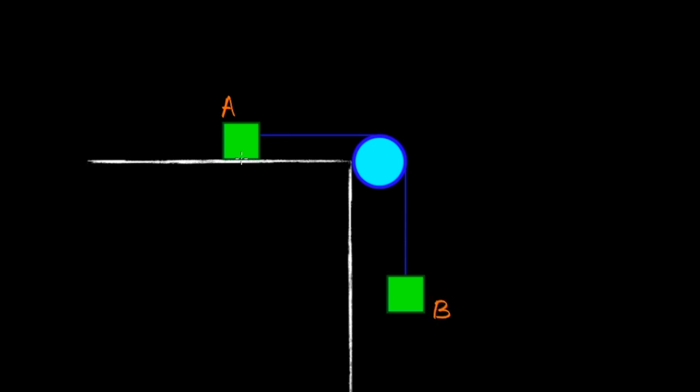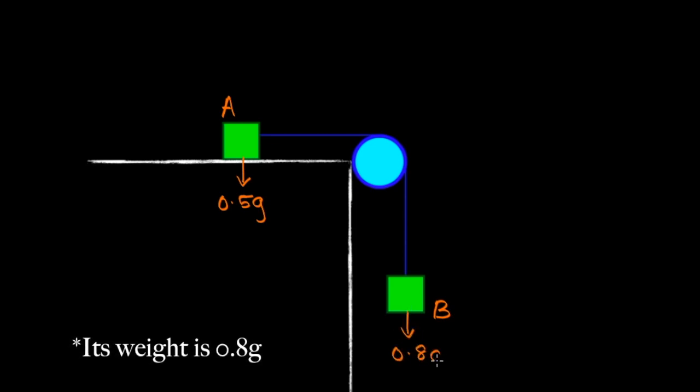And let's say A has a mass of 0.5 kilograms, so its weight is 0.5 g. And let's say B has a mass of 0.8 kilograms, and so its weight is 0.8 g.